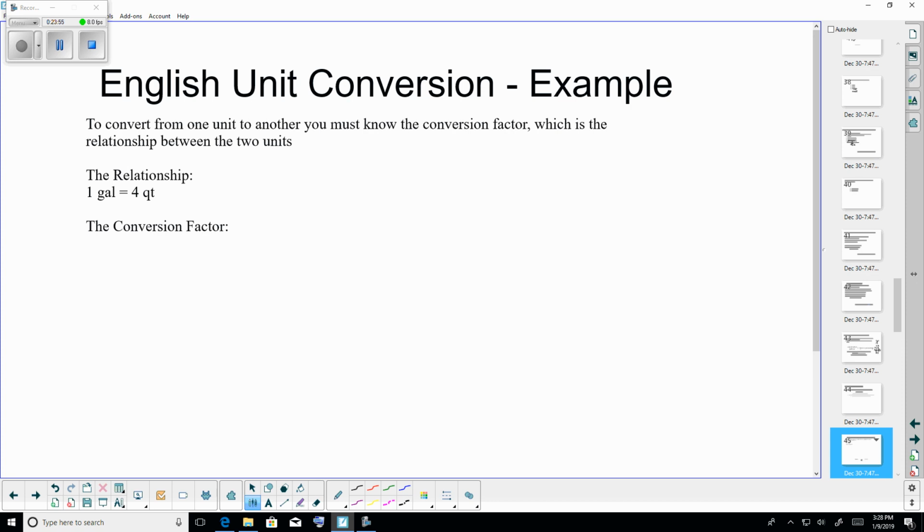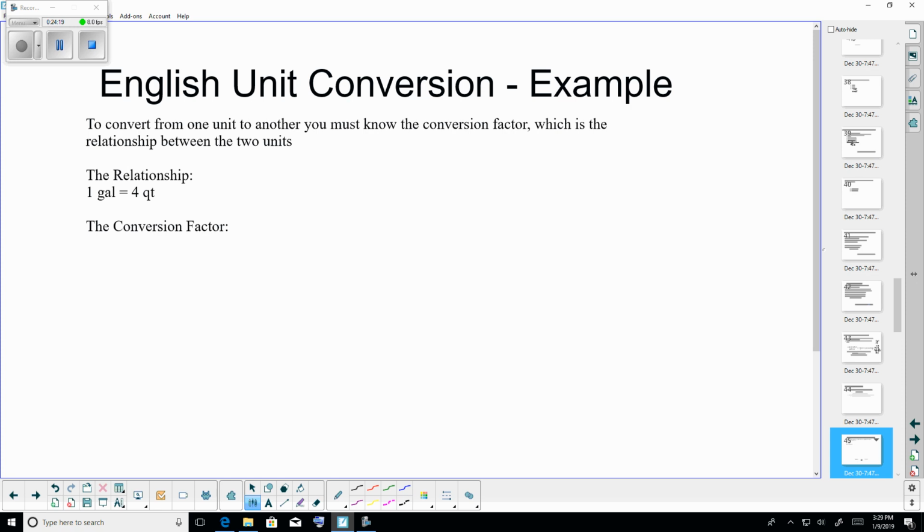You start with an equality. You made an equality between quarters and dollars. Here's an equality between gallons and quarts. 4 quarts is 1 gallon. Okay? We all know that. So then you make a conversion factor.